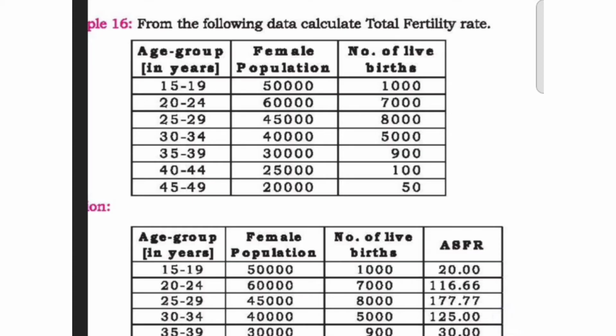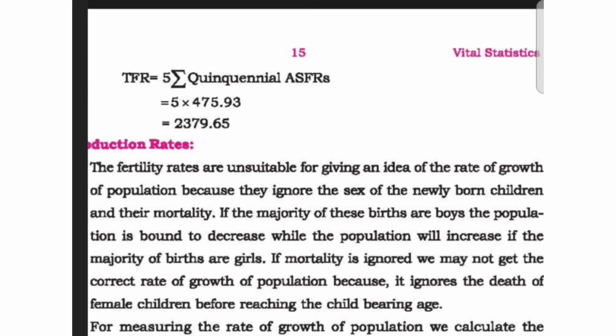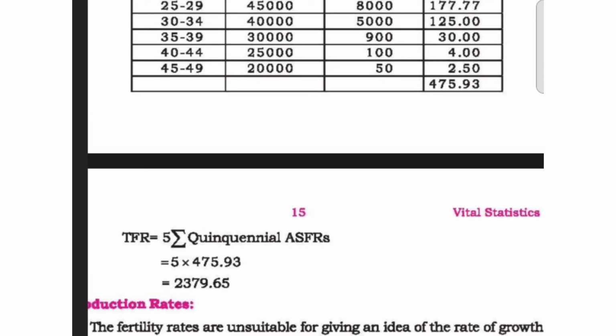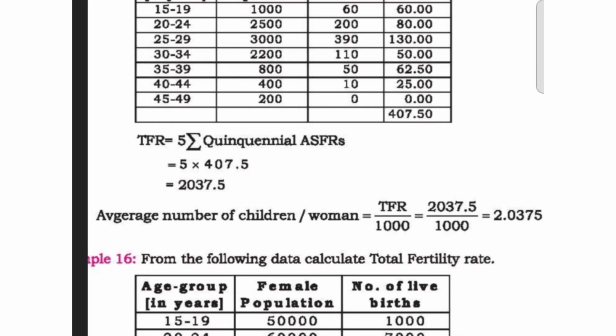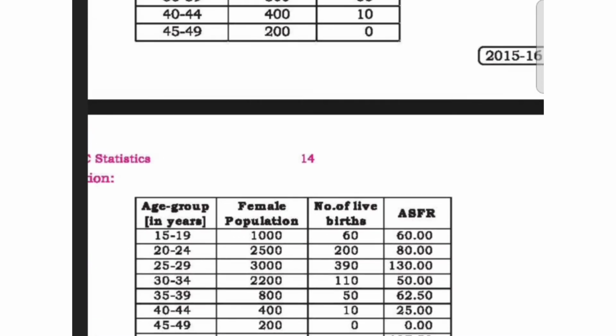That ASFR carries 1 mark, and the TFR is equal to 5 into the summation of quinquennial ASFR. Quinquennial ASFR, that is 5 into the total of that, 475.93, is equal to 2379.65. That is the answer. The total fertility rate is this one. Okay, if they are asking per woman, the average number of children per woman, then you divide the total answer by 1000.